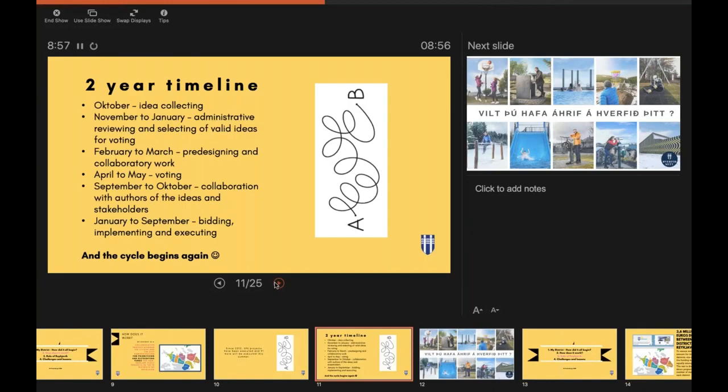And then we start the voting process in April. We have this big campaign going on from April to May to increase the turnout. And in May, we plan on voting. So this is a new timeline I will tell you about a little bit later.